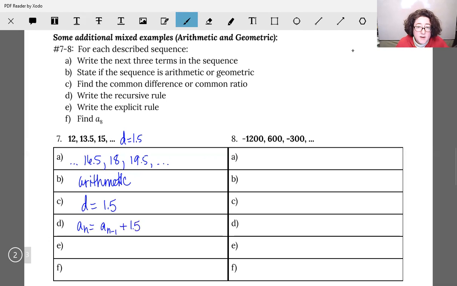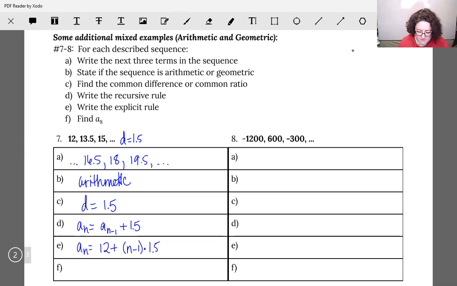Now we've got to fill in more info for our explicit rule, which is we take our first term, which in this case was 12, and then we're adding n minus 1 and multiplying it times our common difference, 1.5. And again, we could absolutely simplify that out so we don't have quite so many terms with the multiplication, but either one's fine to leave. I know there's not a whole lot of room in the organizer.